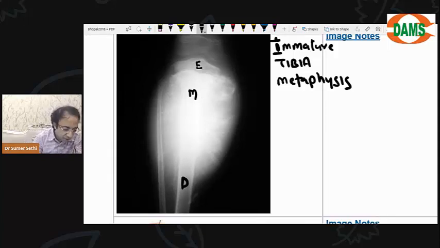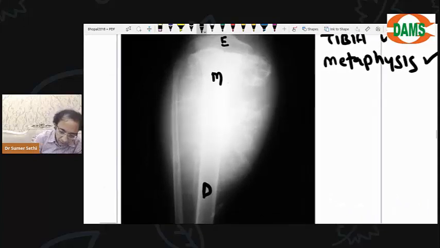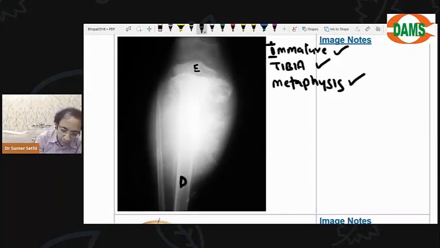Okay. Anybody, listen to me. So, in an immature skeleton, tibia is involved, and there is a metaphyseal lesion. Beta, see. The tibia, the metaphysis is abnormal from here to here. The entire area looks abnormal, but tell me, can you draw a border around it? No. It is a permeative pattern of destruction.